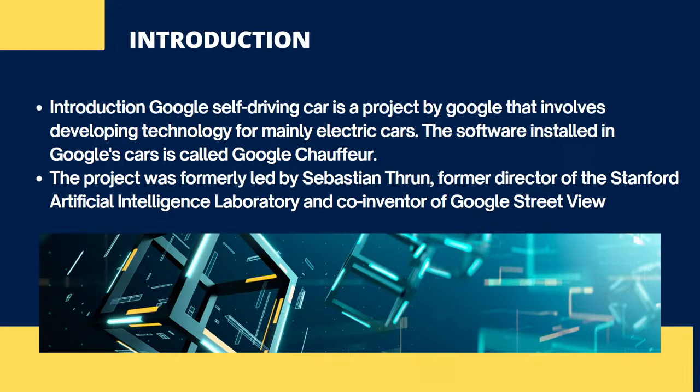The project was formerly led by Sebastian Thrun, former director of the Stanford Artificial Intelligence Laboratory and co-inventor of Google Street View. Google Street View is a very important factor in autonomous vehicle development. We all know Google Street View. You can use that to see any area. It is a view of any street in Google Maps that we can see by using satellite images.